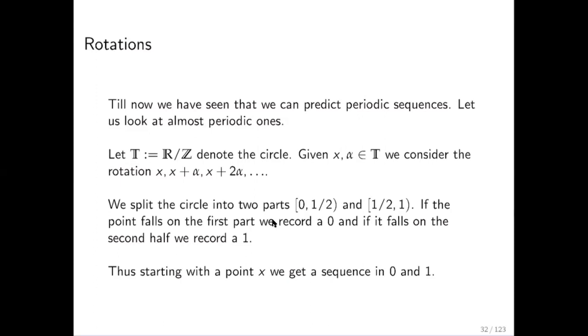So we split the circle into two parts. The first part is the interval [0, 1/2), and the second part is the interval [1/2, 1). If the point falls in the first part, then we record that as a 0. If it falls in the second part, then we record it as a 1. So starting with the point x, we get a sequence of zeros and ones.